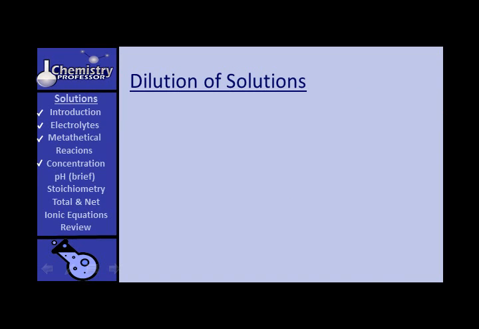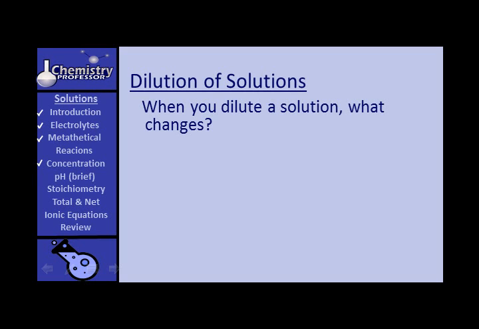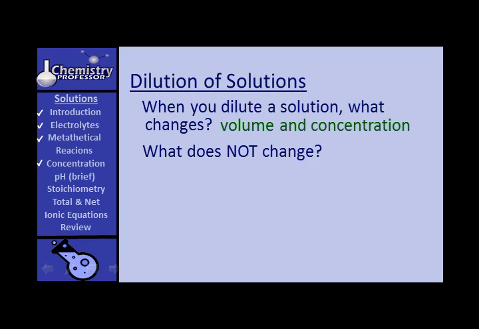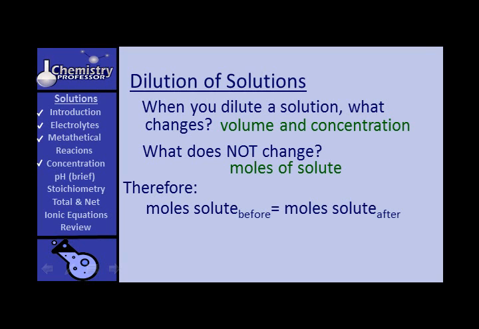Dilution of solutions. Now think for a moment. When you dilute a solution, what actually changes? Well, the volume and concentration both change. Okay, but this is important. What does not change? The thing that doesn't change is the amount of stuff you've got in there, the amount of solute you've got in there. In other words, the moles of solute. Therefore, we can say that the moles of solute before we dilute is equal to the moles of solute after we dilute, because it doesn't change.